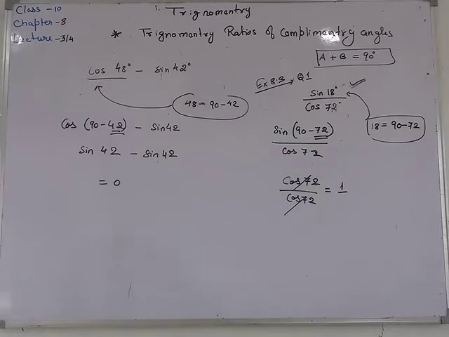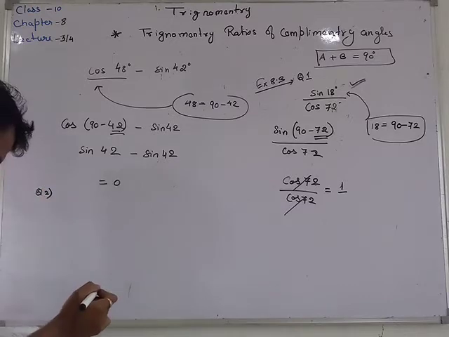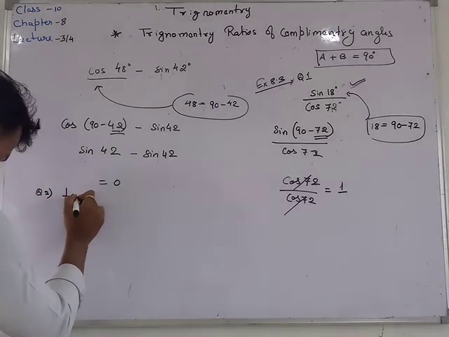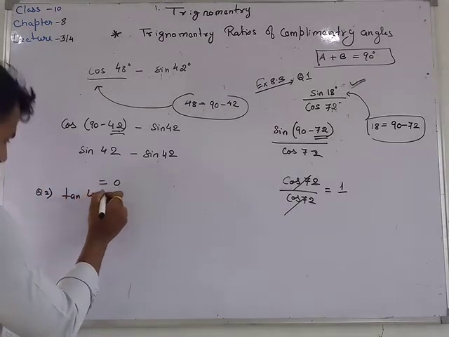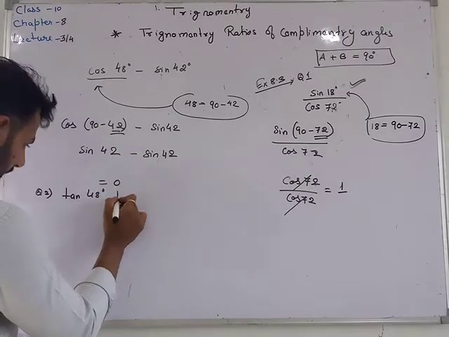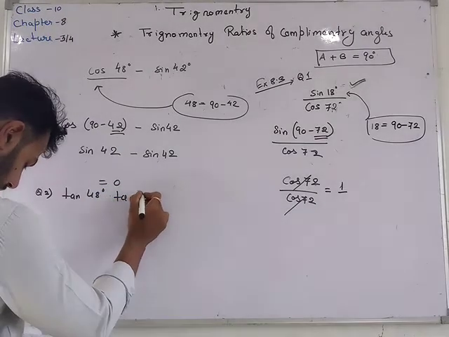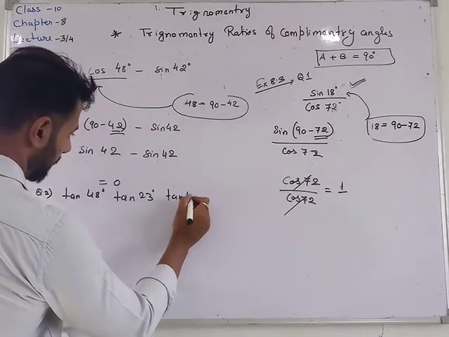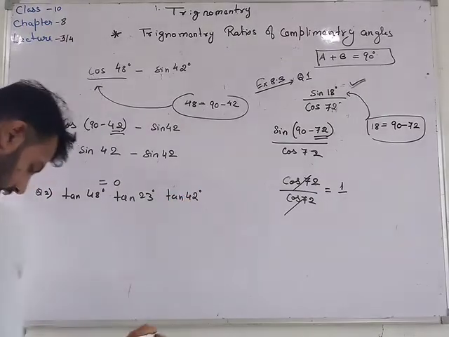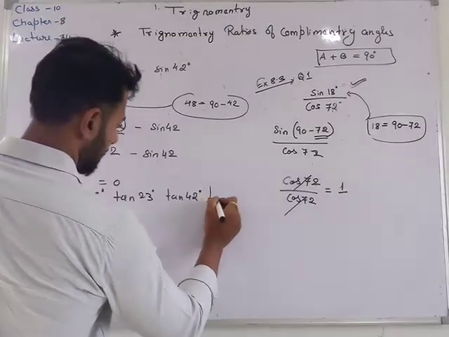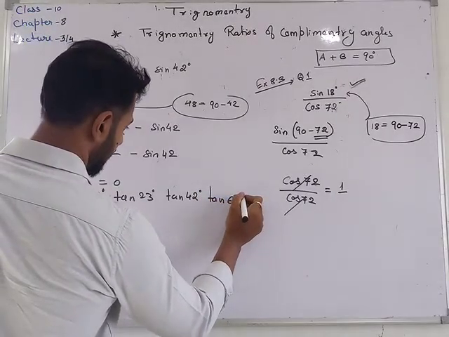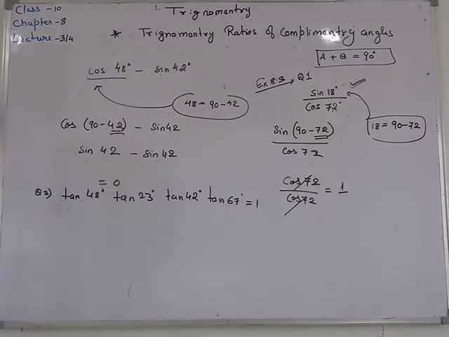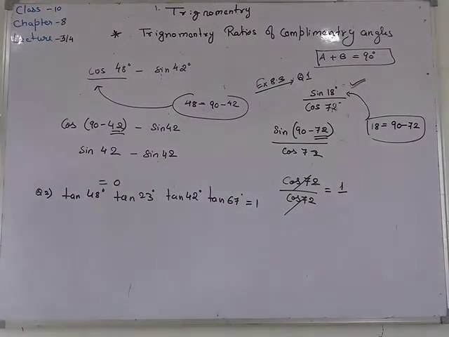Now moving to the next question. Question number 2: show that tan 48 degree, tan 23 degree, tan 42 degree, tan 67 degree is equal to 1. This is what we have to prove.